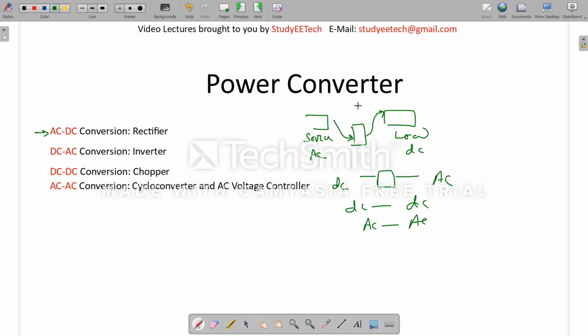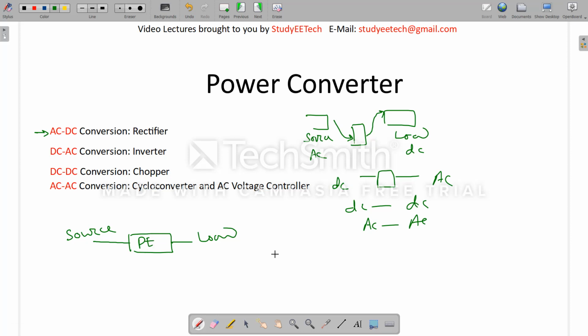Basically, power electronics is the interface between the source and the load. This is the PE, this is the load side, and this is the source side. Power electronics will shape the form of electricity: if it is AC, it will convert it to DC, or whatever form is required. Everything is possible through these power electronic devices.